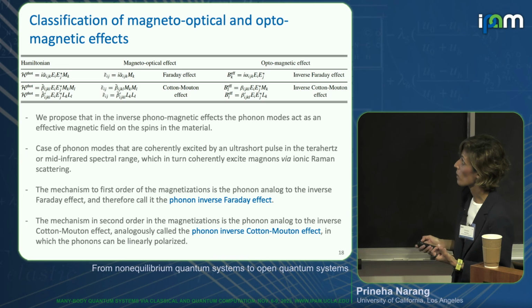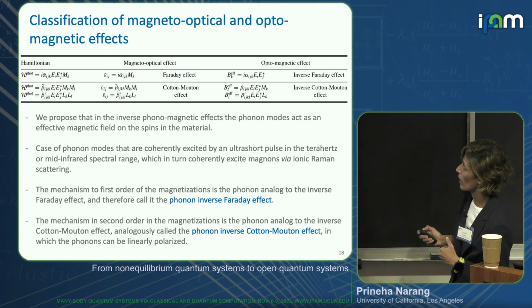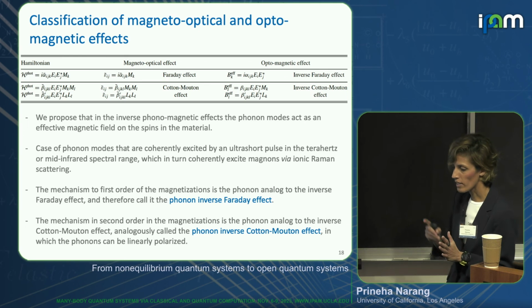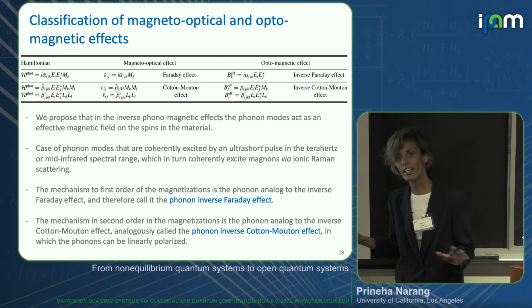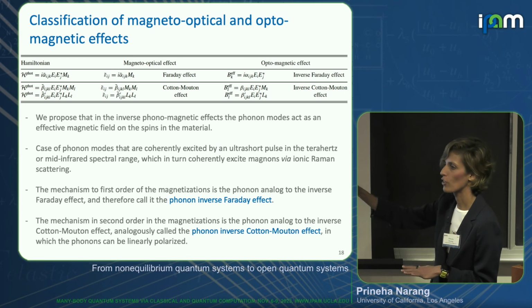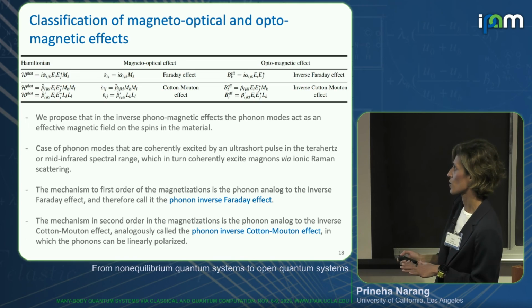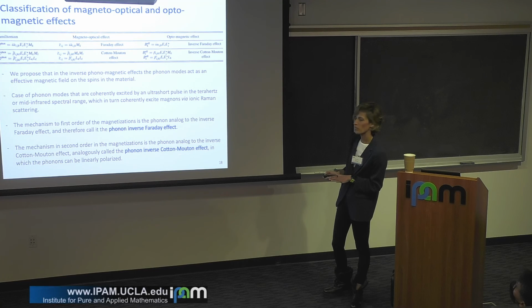In fact, we were so excited by this that we said, why don't we go about classifying some of these effects, write out the magneto-optic and the optomagnetic effect, and then figure out if the phonon inverse Faraday and the phonon inverse Cotton-Mouton would look similar. So it turns out that the important thing here is that you coherently drive the phonon. Okay? So just driving any phonon, no good. Driving the phonon with incoherent excitation, no good. But if I coherently drive just the right phonon to first order in magnetization, I can have a phonon analog to the inverse Faraday effect. And to second order, this would be the phonon inverse Cotton-Mouton effect.